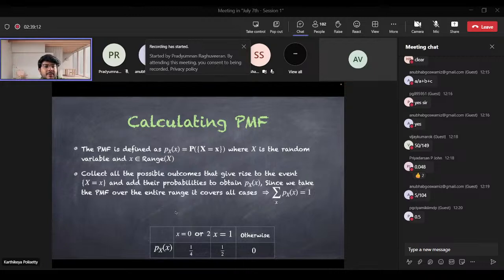Since we take the PMF over the entire range, it covers all cases. That is, sigma over x of P capital X of small x equals 1. So what does this mean? When you throw a die, you can get either number 1, 2, 3, and so on to 6 on the top face. So let us denote X as the random variable associated with the number on the top face. So what is P capital X of 1? Can someone respond in the chat?